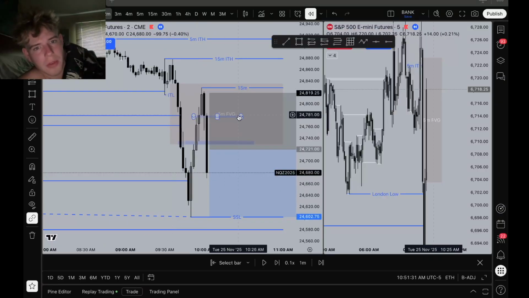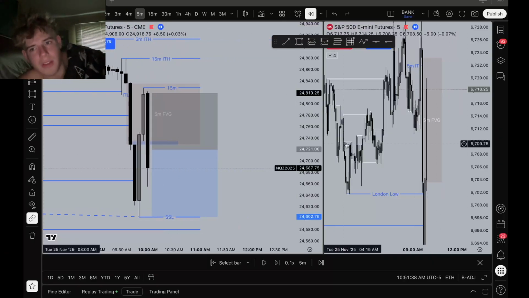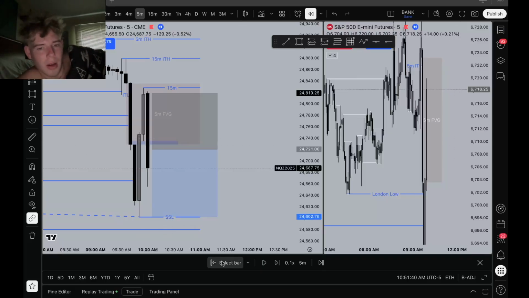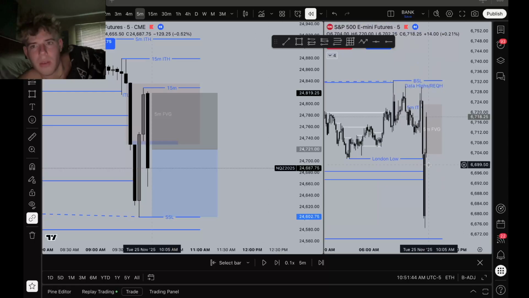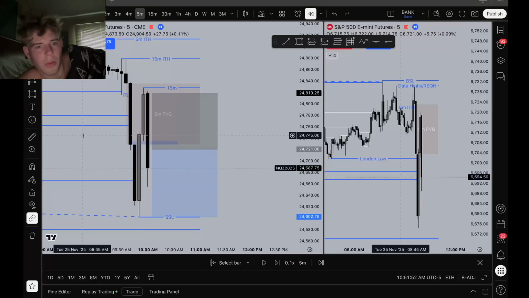But we don't get the opportunity, so we trade in the 5-minute before we were able to inverse it. And so I'm like, all right, 5-minute is going to be the play here. And yeah, so why does it look so weird? So boom, we inverse the 5-minute here.